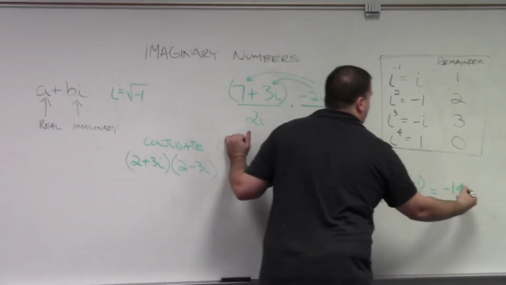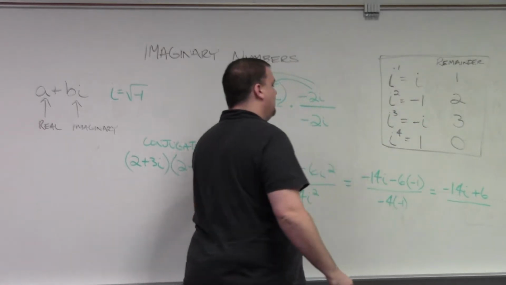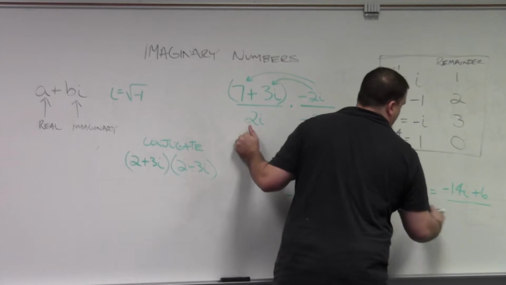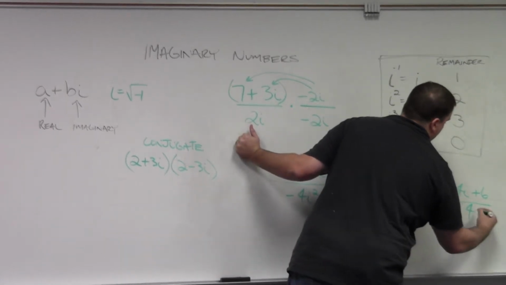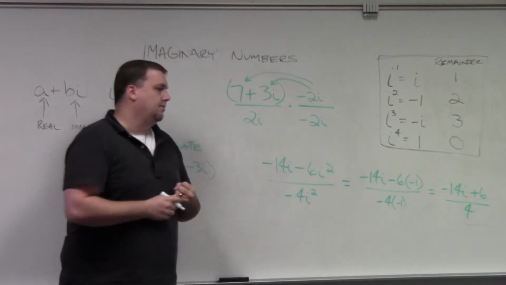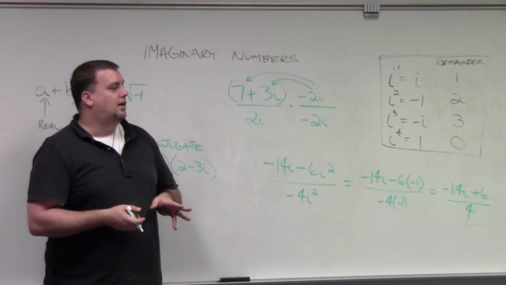-6 times -1, that becomes +6, correct? And then I've got -4 times -1, sorry, that's +4. So we got rid of our i in the denominator, which was our goal, but we need to clean up our fraction a little bit. It looks a little bit odd.